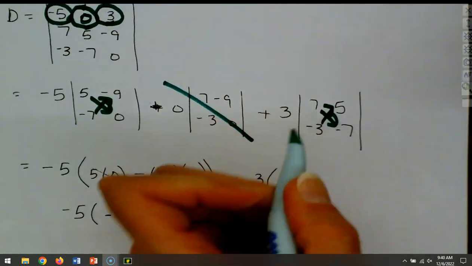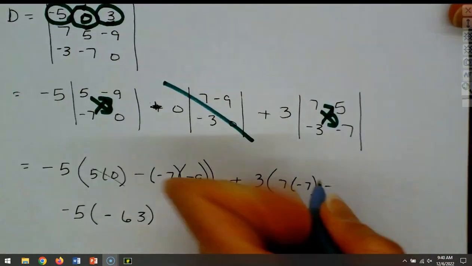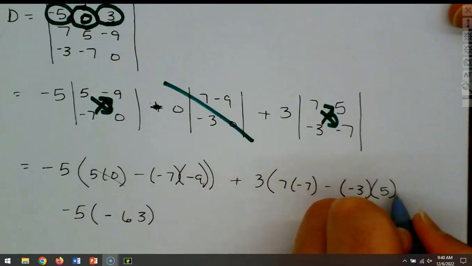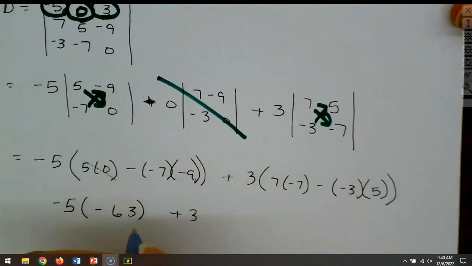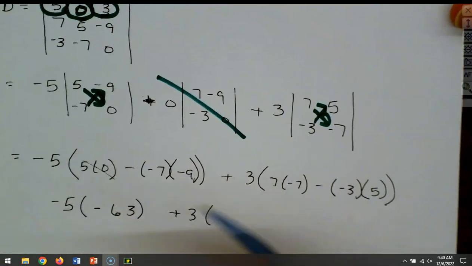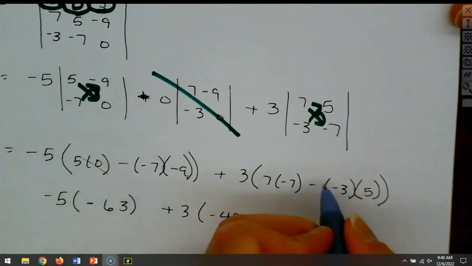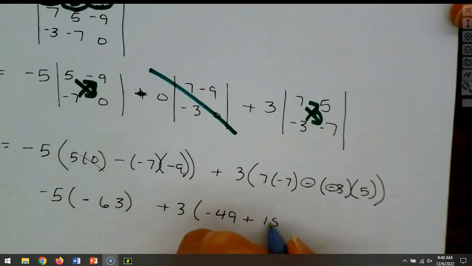Remember how the determinants work. And then what do we have? Then we have a minus. Use parentheses, minus 3 times 5 there. And then that gives me a 3. And we've got now 7 times a negative 7. Well, that's a negative 49. A double negative here makes that a positive 15.